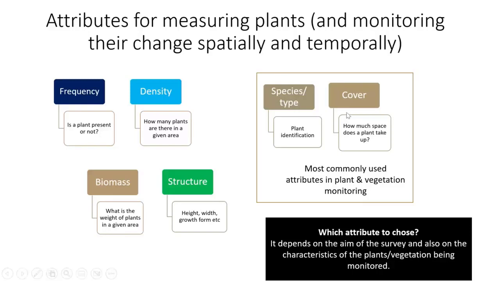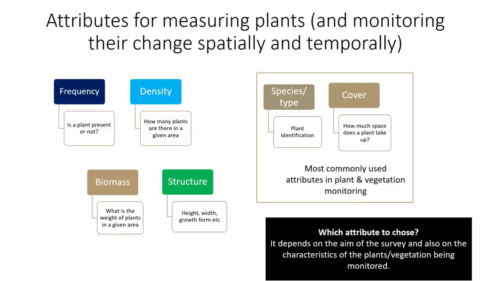So we tend to look at the two types that I just talked to you about, which is what plants are present, so identification, and how much space do they take up. So those across the board are the most commonly used plant attributes.